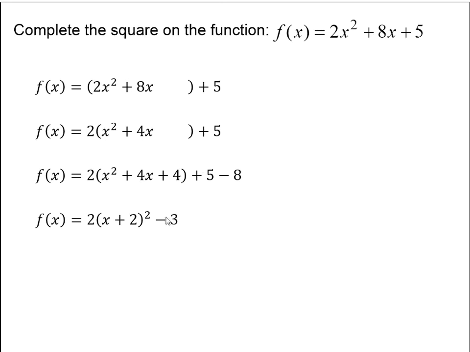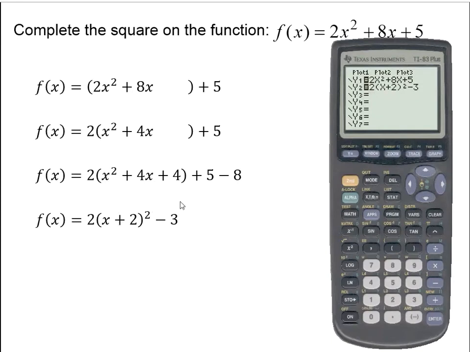Now, here's the idea in the section. This equation is the same as this equation. So this parabola, 2x squared plus 8x plus 5, is the same parabola as 2 times x plus 2 squared minus 3. Just to show you that these two equations are the exact same parabola, I brought up my TI graphing calculator, and I could do this on Desmos as well, but I decided to do it on the TI. So in the y1 equation, I'm typing my original equation, and in the y2 equation, I'm typing my new version after completing the square.